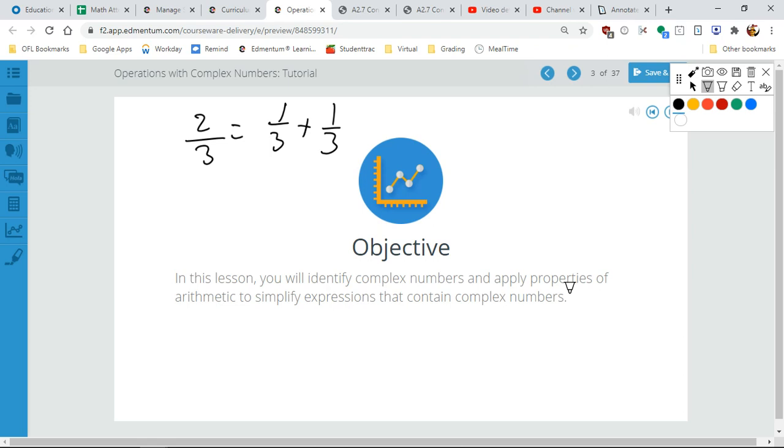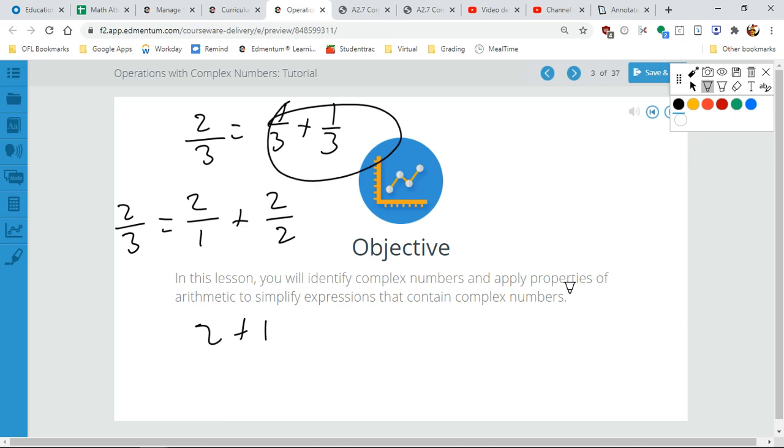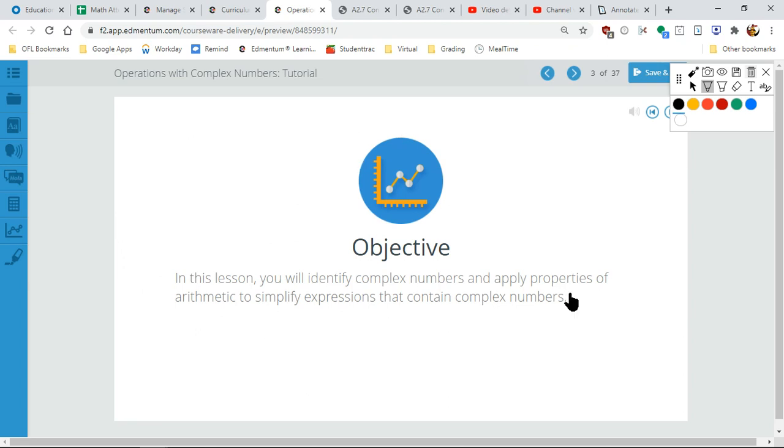So 1/3 plus 1/3 is 2/3. That makes sense. But I can't do something like this. Splitting the denominator doesn't work because this is 2 plus 1. It's not 2/3. So you can always split your numerator, just leave the denominator the same, but you can't split a denominator leaving the numerator the same. They're two completely different things because of division.